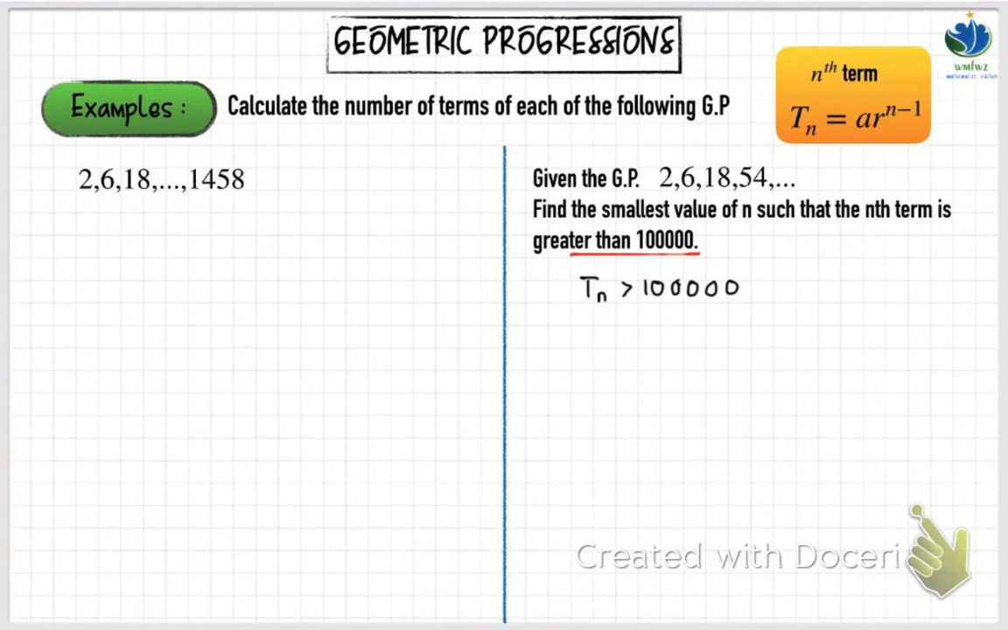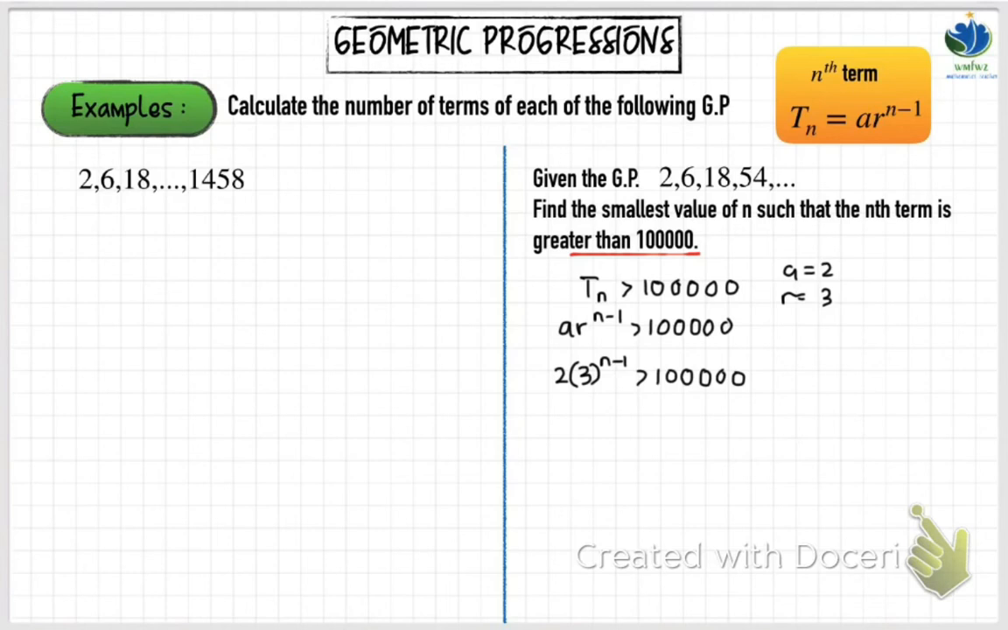Okay, now what is your formula? TN, apa formula ni? AR to the power of N minus 1 greater than 100,000. Okay, now list down. What is A? 2. Okay, A equal to 2. R equal to? 3. Okay, 6 divided by 2, 3. N? N yang kita nak cari. Okay, masukkan dalam formula. So, your A, 2. Your R, 3. N minus 1 greater than 100,000.